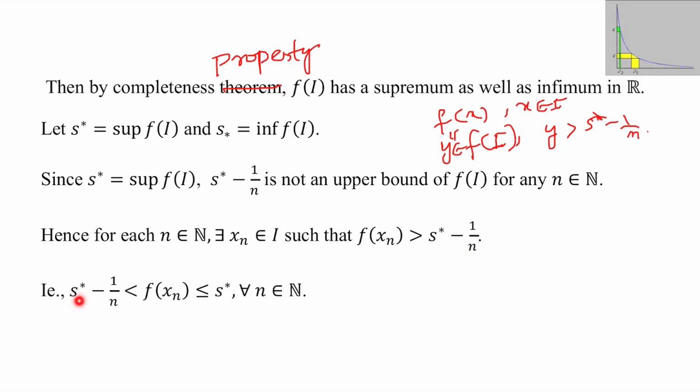Now, s upper star minus 1 by n is less than f of xn. And s upper star is an upper bound of f of I, which means f of xn is less than or equal to s upper star for all n element of natural numbers. Now, if we take the limit throughout, we get s upper star less than or equal to limit of f of xn less than or equal to s upper star. By the Squeeze theorem, we get limit of f of xn is equal to s upper star.